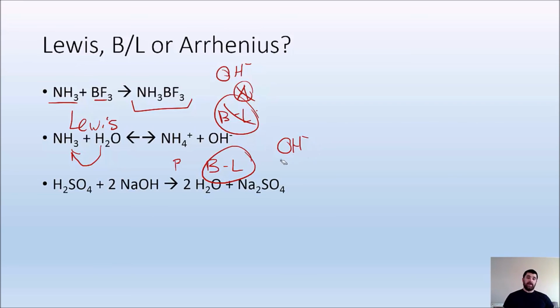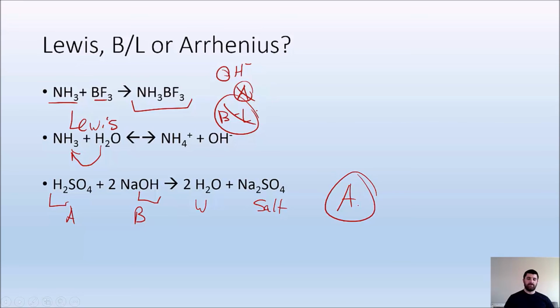All right. And the last one that I'm going to look at, I have H2SO4 and 2NaOH giving me 2 waters and sodium sulfate. So right here I have OH and I have H pluses, and they're giving me water and a salt. So I've got an acid and a base giving me water and a salt. That's definitely the Arrhenius definition.